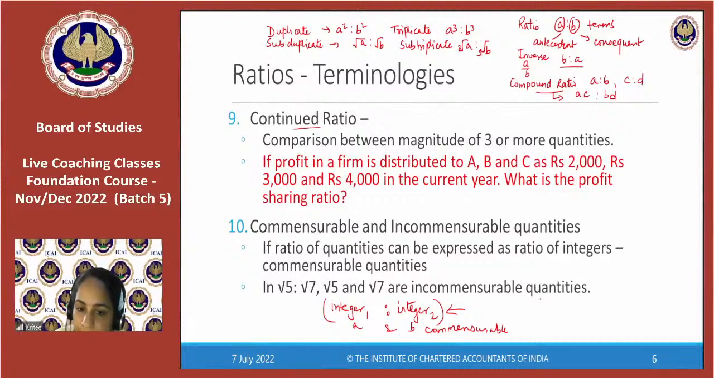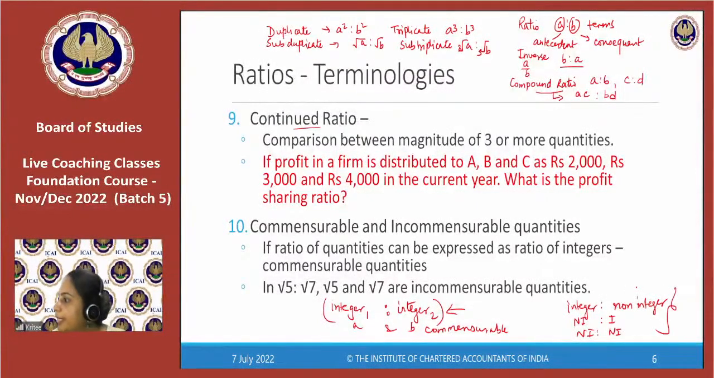Fine. But if it is integer to non-integer, or vice versa, non-integer to integer, or non-integer to non-integer, all such quantities will be incommensurable quantities. They are not ratios, they are quantities. Okay.